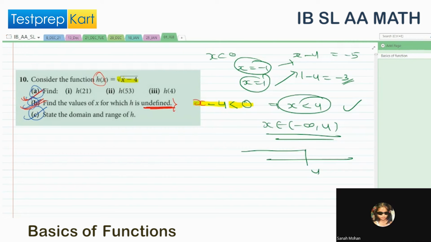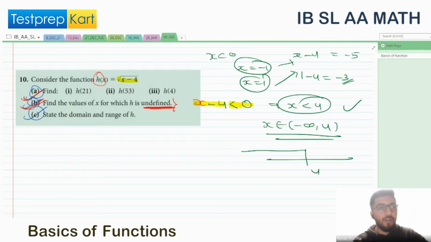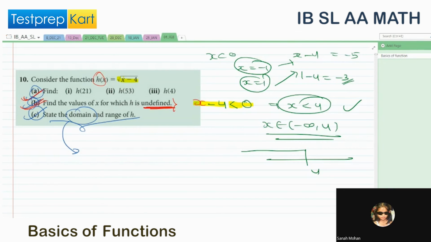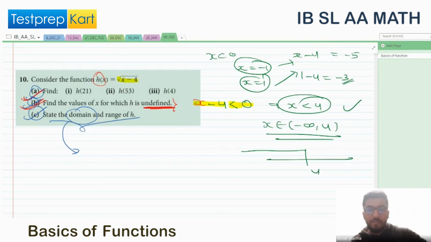Come on, Sana. Now we have done pretty much a number of questions. Now I don't want such mistakes. Come on. What is the domain here? Don't give me the answer. Just tell me that, okay, for domain, sir, we need to do this.